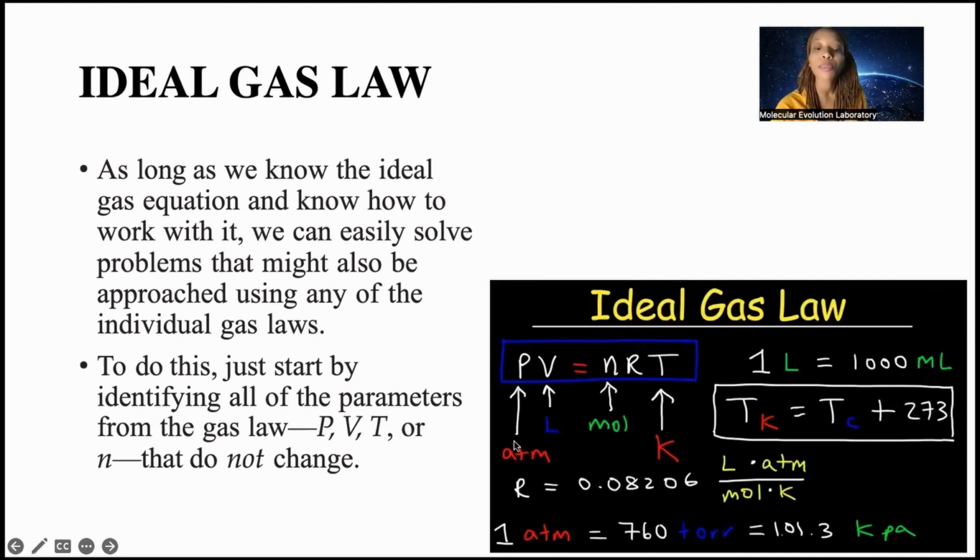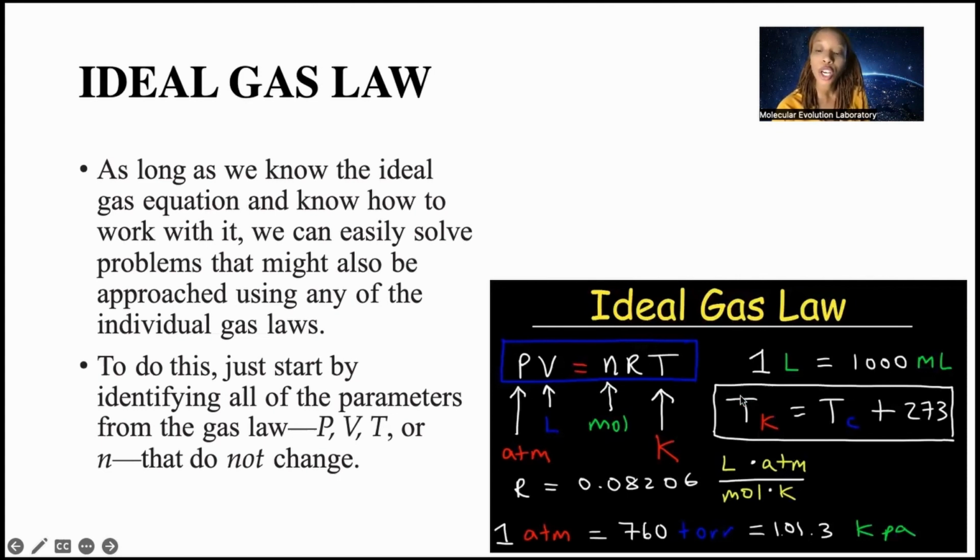P is pressure, usually in atmospheres. V is volume, usually in liters. N is the number of moles. R is the universal constant, which is 0.082 liter atmospheres per mole Kelvin. For pressure in atmospheres, remember that 1 atmosphere is equivalent to 760 torr, or 101.3 kilopascal, or 101,325 pascal. Remember that temperature should also be in Kelvin.